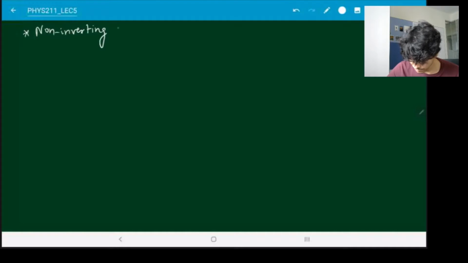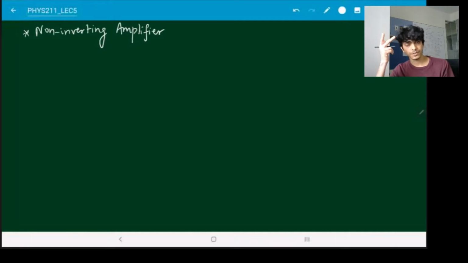Let us now look at a non-inverting amplifier. What we did earlier was an inverting amplifier where the input and output had opposite phase, and that was because the input had gone into the inverting terminal. Now we are going to put the input in the non-inverting terminal of the op-amp.